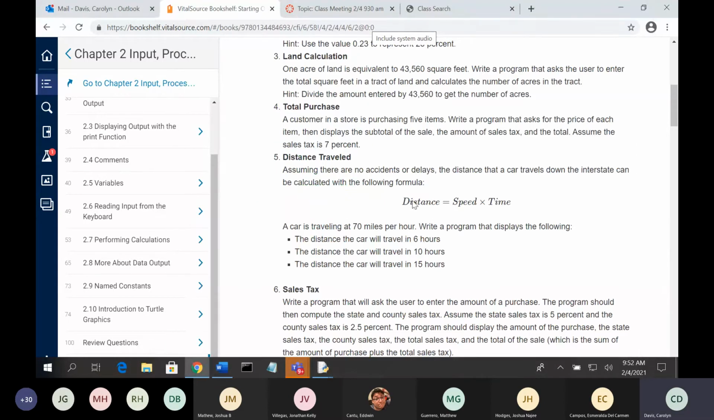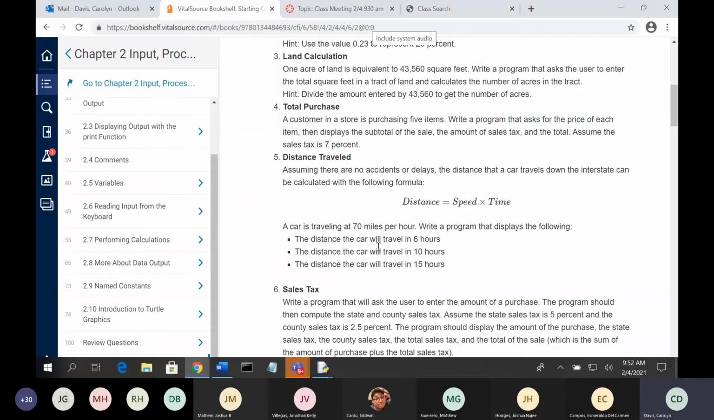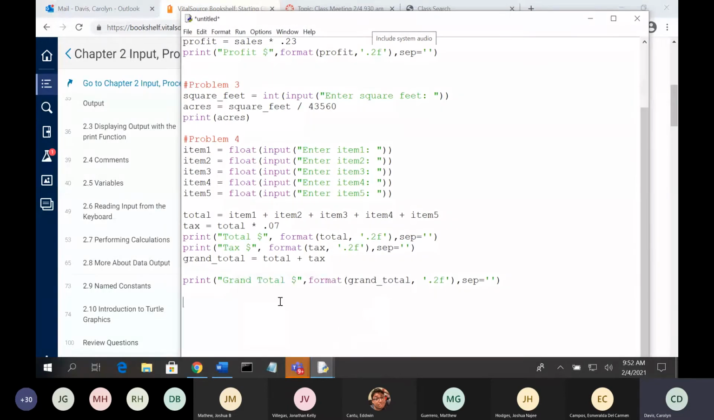5, distance travel. We have a formula. Oh, they just want me to print out the car at 6 hours, the car at 10 hours, the car at 15. So really that's just 3 math statements.